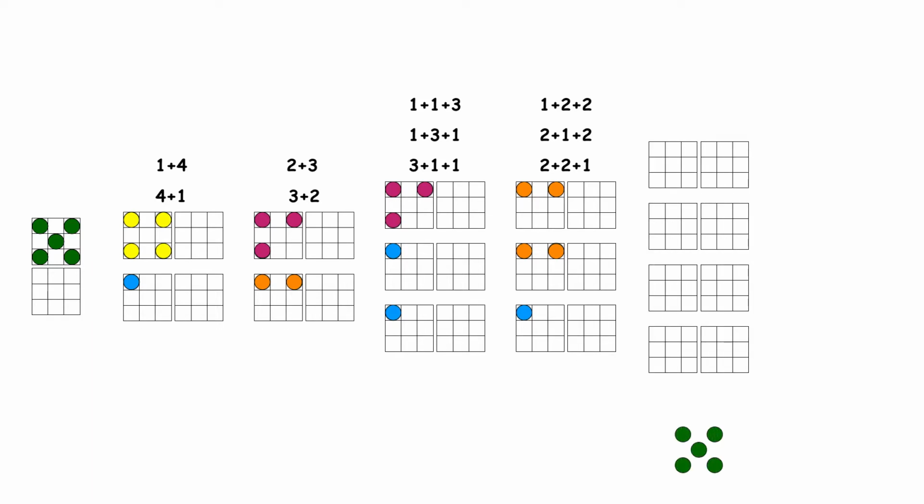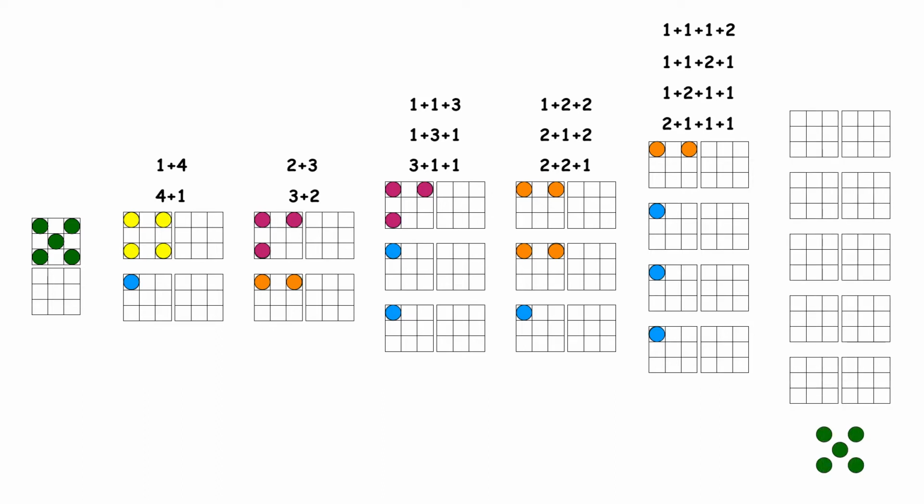5 is the same as 2 and 1 and 1 and 1. And we can also turn those digits round. So we've got 1 and 2 and 1 and 1, 1 plus 1 plus 2 plus 1, and 1 and 1 and 1 and 2. And finally, 5 is the same as 5 ones.